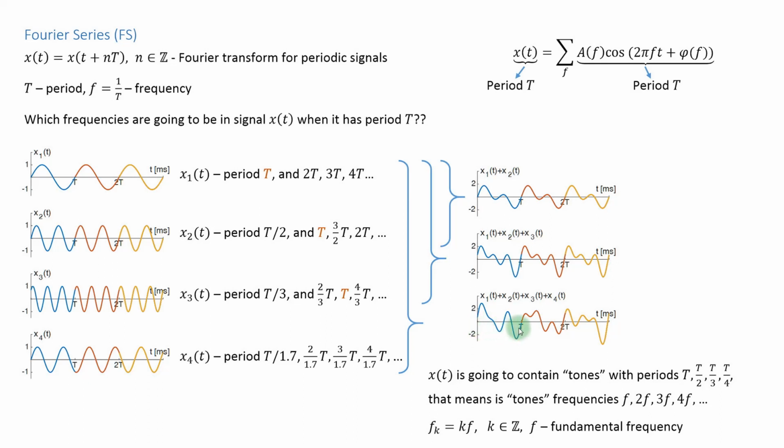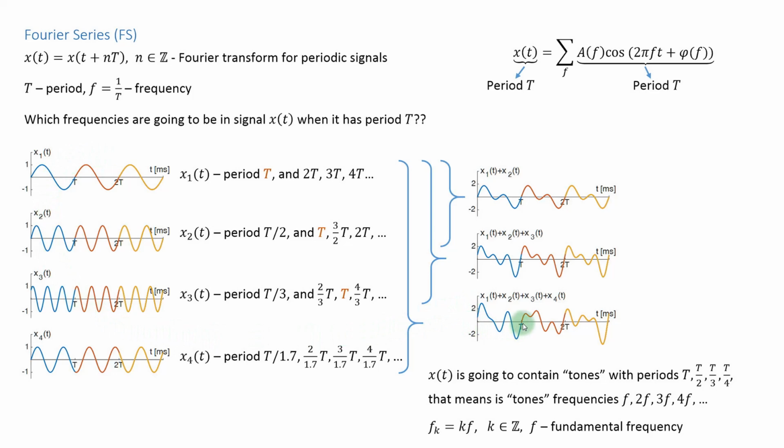You can see that the blue part of the signal is different from the red part of the signal, which is different from the yellow part of the signal. That is all because of this signal, which is not periodic with the period T, so when I added it to these signals, the final sum lost the periodicity with the period T.